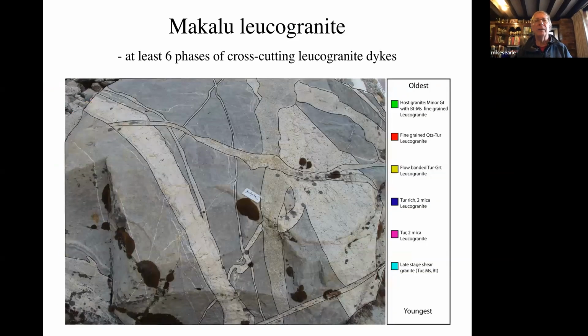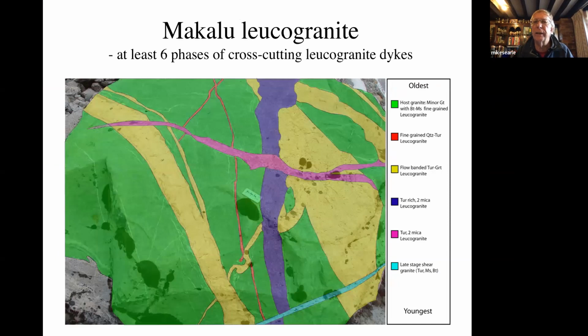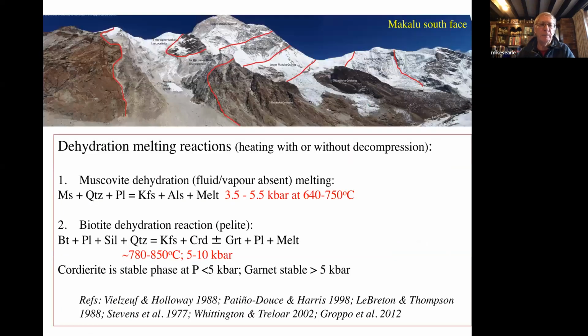Just to show you the complexities of some of these granites, this is just one boulder taken near Makalu Base Camp with 6 different cross-cutting phases of granite. And these really are different cross-cutting phases, because this granite here was intruded and cooled when this granite was injected into it. And all of these granites probably formed within 1 or 2 million years of each other. We have quite a few dates from Makalu, but not enough to date every single one of those phases.